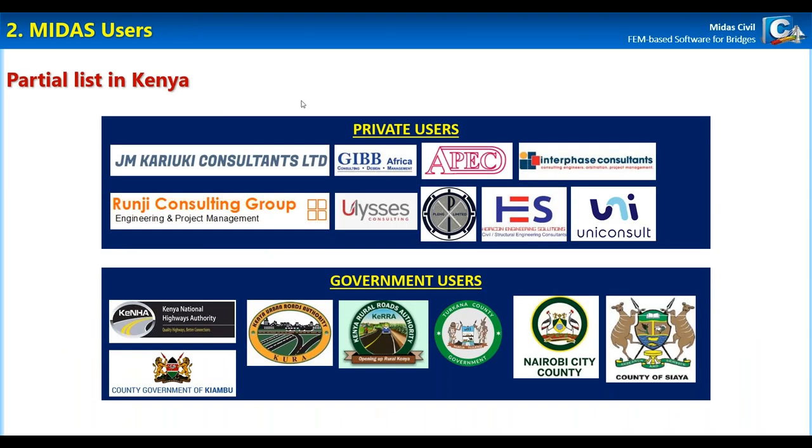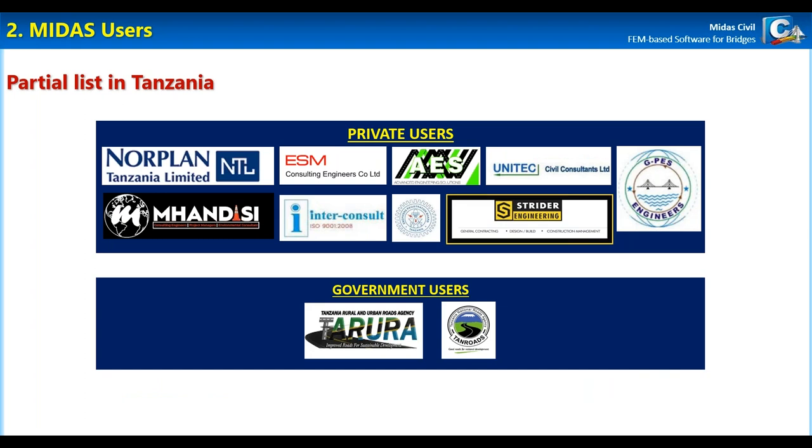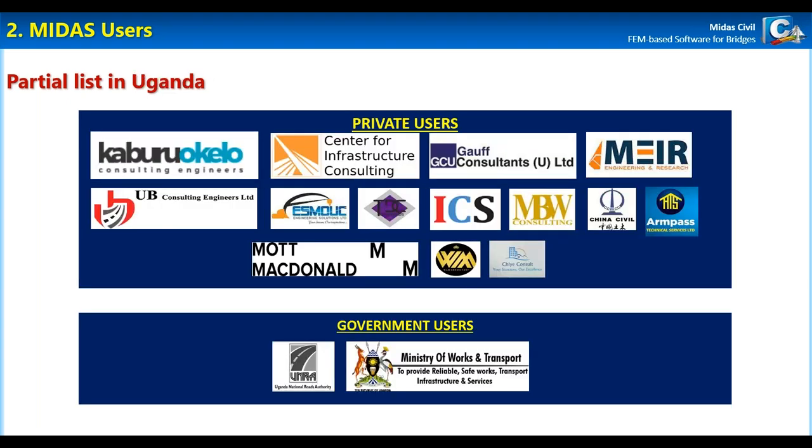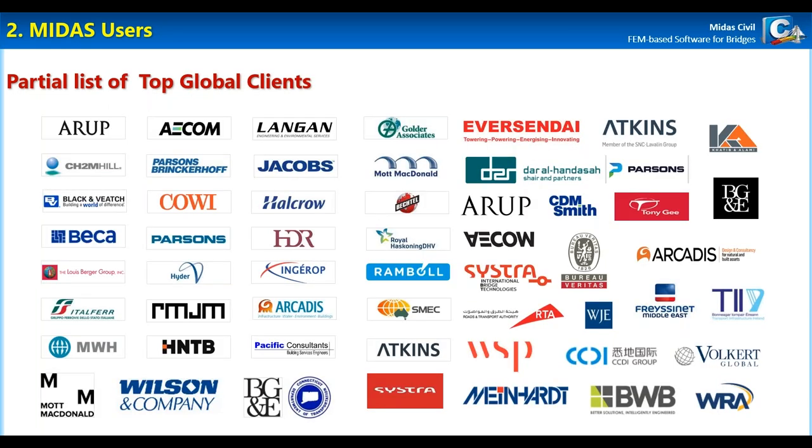So in Africa, we have also different users. In Kenya, we have private users and government users, as you can see on this slide. The next users are in Tanzania. We have also private companies and government users. And in Uganda also, we have different users. And this is the partial list of the top global clients. I can't show you all the users we have because there are too many, so I'm just showing you a partial list of the users.